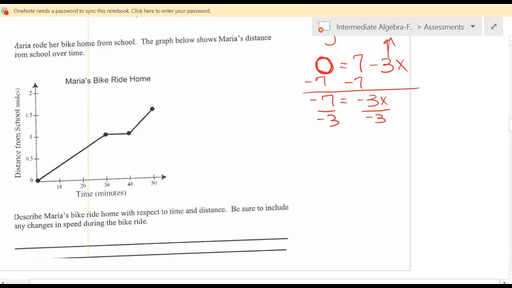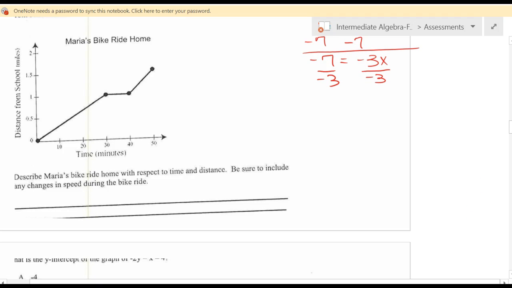All right, we're talking about Maria riding a bike home from school. It says the graph below shows Maria's distance from school over time. It says describe Maria's bike ride home with respect to time and distance, and be sure to include any changes in speed during the bike ride. So she starts off and she's headed away from school towards home, and after 30 minutes, so starting right here, she's about a mile away from home.